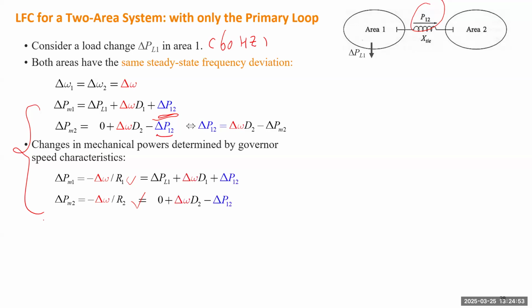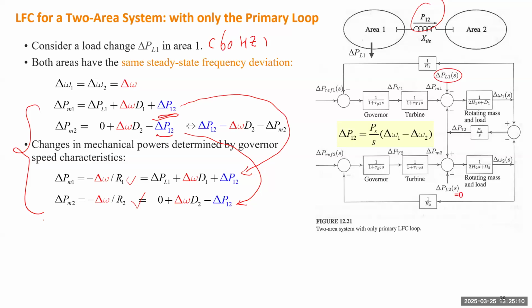So next, to eliminate delta PM1, we just simply put the first equation here and the second equation there. And then we have 2 equations to solve 2 unknowns. Okay, so then we can draw the block diagram of both areas, then try to connect them.